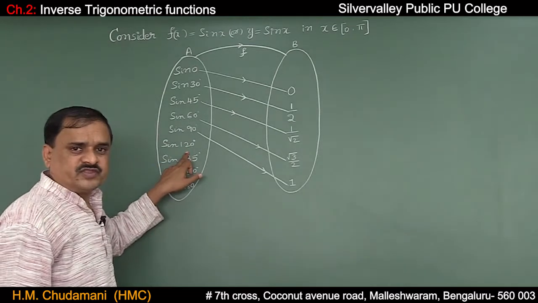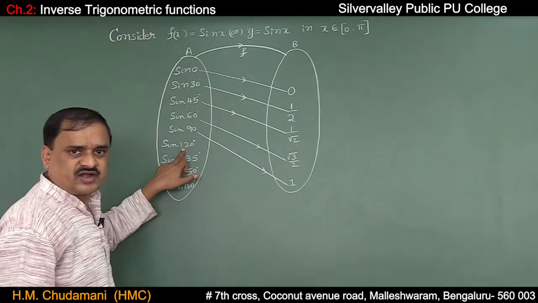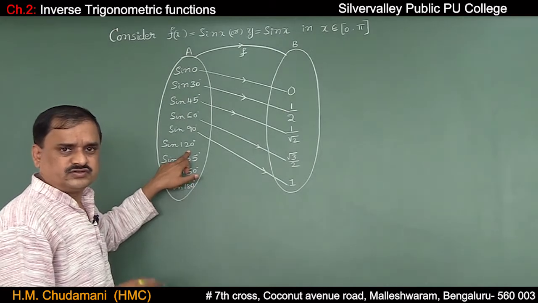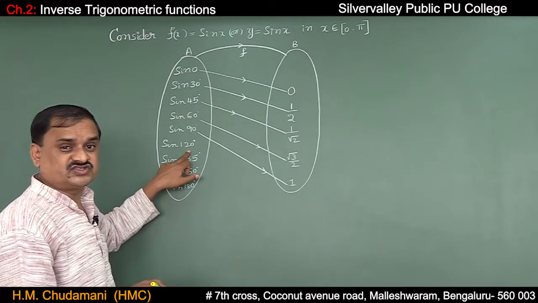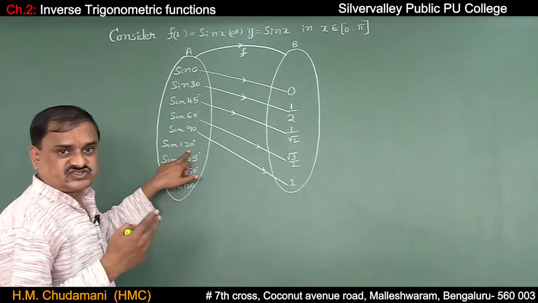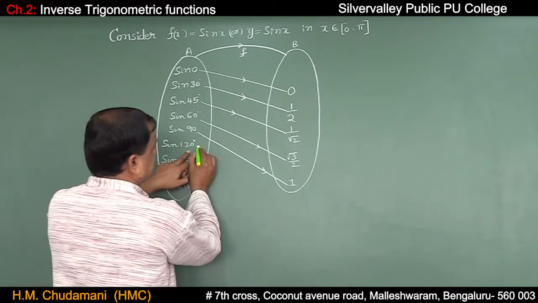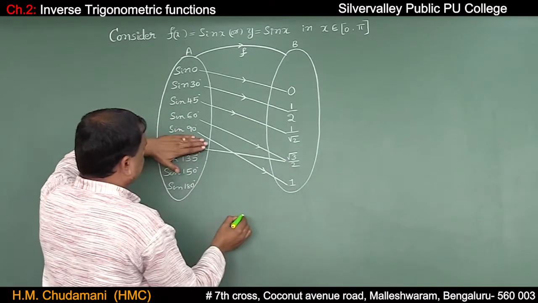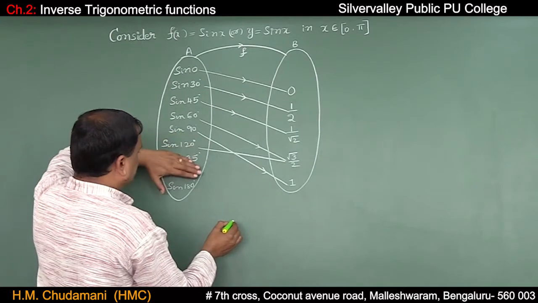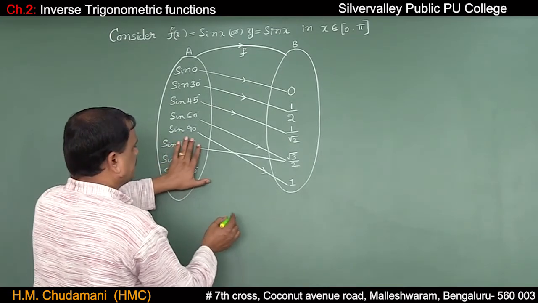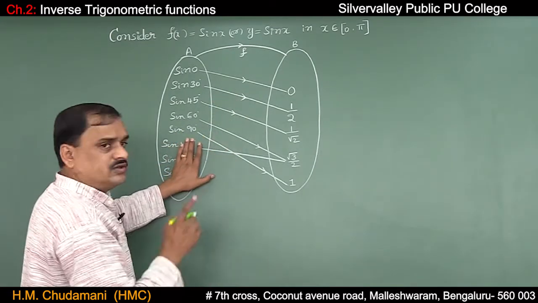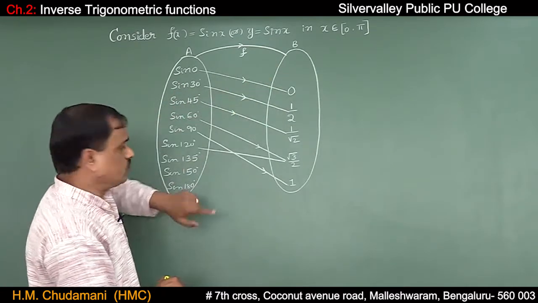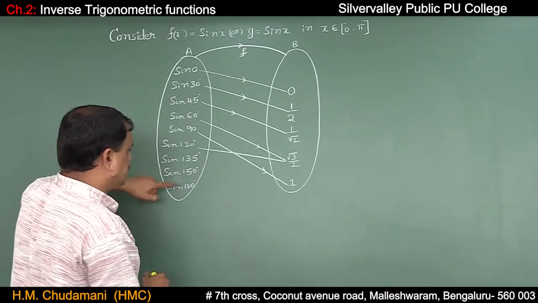120 degree. Sine 120 can be written as 180 minus 60. So sine of 180 minus 60 means second quadrant, sine 60 degree, which is root 3 by 2. See, if I don't take 120, 135, 150, then this becomes a one-one function. Since we have taken from 0 to pi, I select these values also.